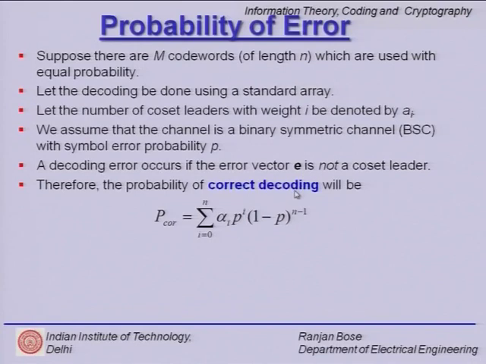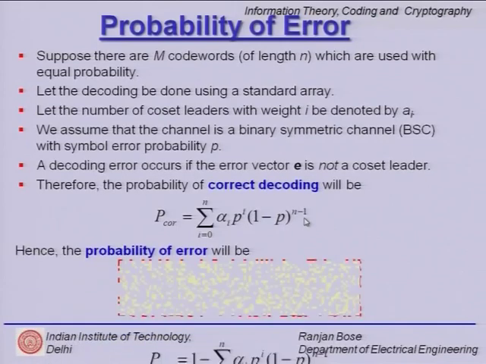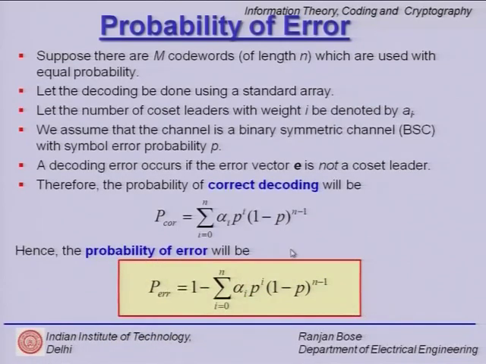So the probability of correct decoding will be given by P_correct as a summation, i equals 1 through n, of a_i p^i (1 minus p)^(n minus i). So the probability of incorrect detection, the probability of error, is just 1 minus the probability of correct detection.